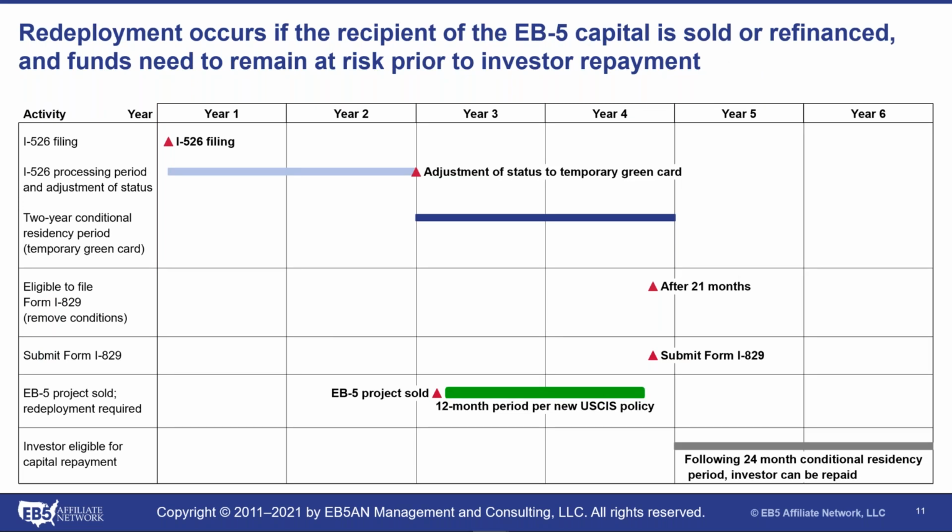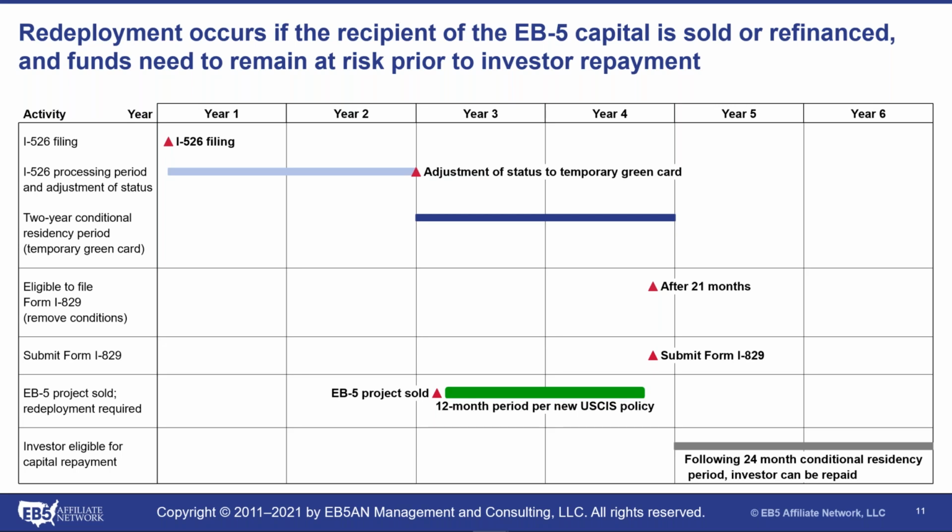Okay, before we get into those details, let's visually walk through the timing and how a situation like this will occur. At the beginning of the project lifecycle, an investor files their I-526 up here at the top. Then the I-526 is reviewed. For simplicity, let's assume that's about 2 years. Then after the 2-year period, in this particular investment, the investor gets their temporary green card, which starts the clock on their 2-year conditional residency period, years 3 and 4, the blue bar there in the center.